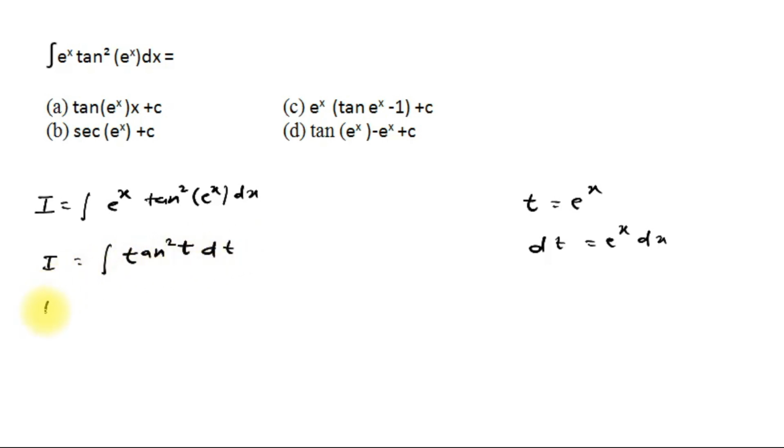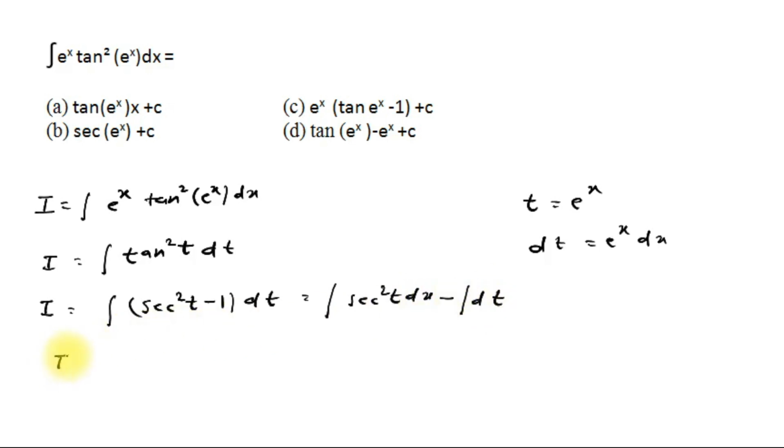Now as we know, tan square t can be written as sec square t minus 1, as sec square t minus tan square t is equal to 1. So integrating the same, we get the integration of sec square t dt minus the integration of dt. Now I is equal to, as we know, the integration of sec square t is nothing but tan t, and the integration of dt is t plus integration constant c.